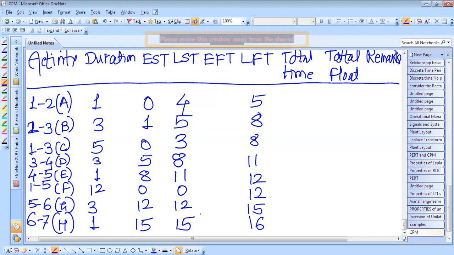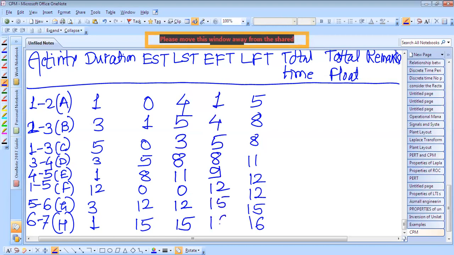Okay. Now we have to calculate the EFT. How have we calculated EFT? EFT is calculated as the EST of that activity plus the duration of that activity. So what is the EST of that activity? It is 0 plus the duration of that activity. It is 1. Therefore, it is 1. EST plus duration. It is 4. 5 plus 0, 5. 5 plus 3, 8. 8 plus 1, 9. This is 12. And this is again EST plus duration, 15. And this is 16. So in this way, we have calculated the EFT.